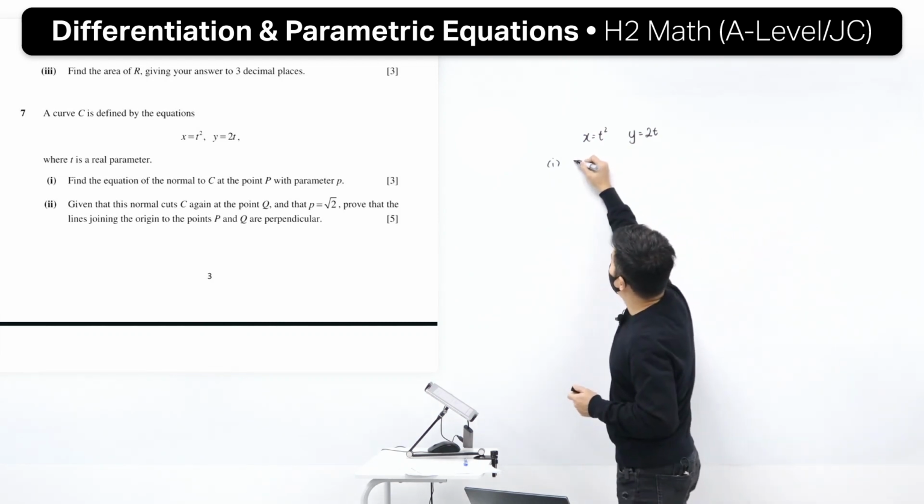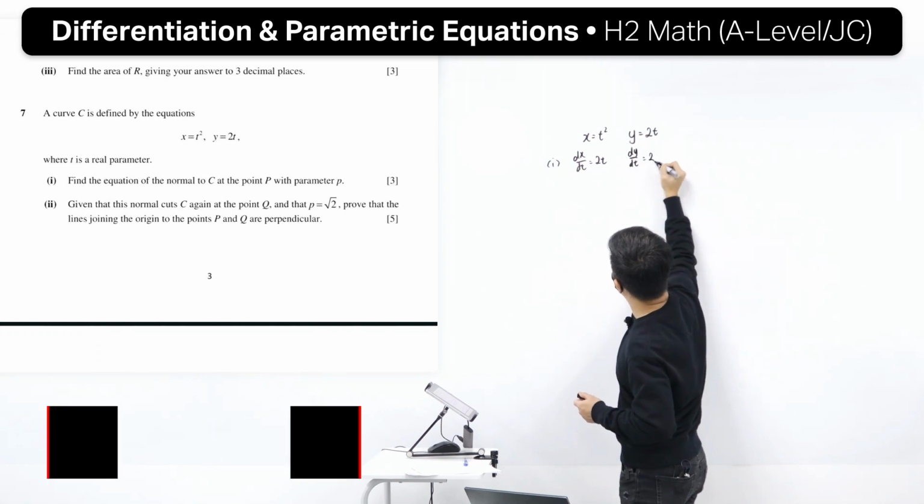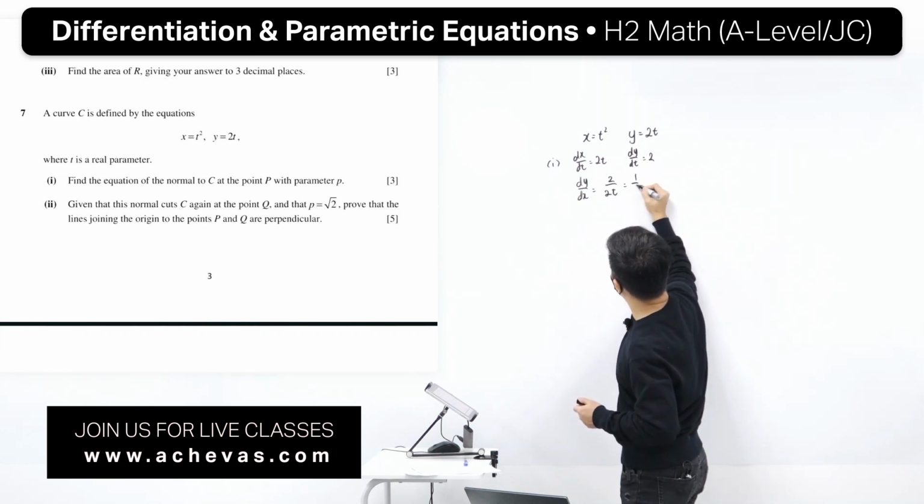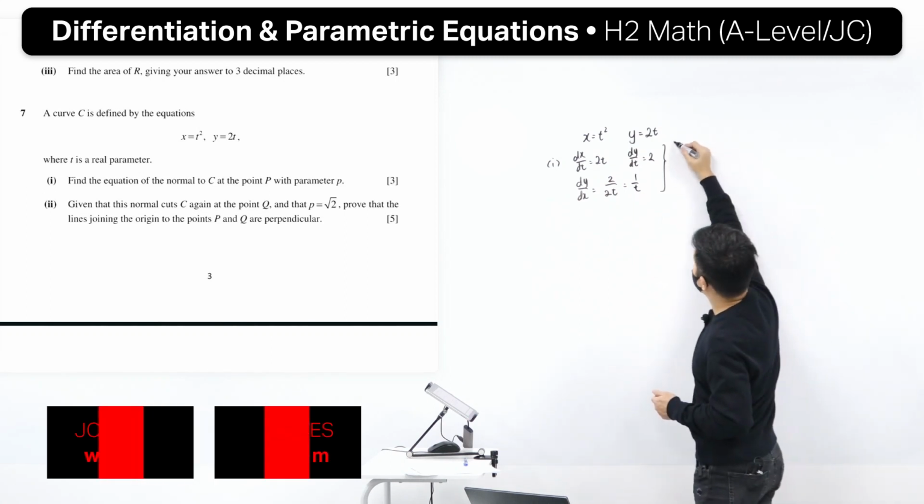So I'm going to find out what dx/dt is, this is equal to 2t. I'm going to find out what dy/dt is, this is equal to 2. So dy/dx is going to be equal to 2 over 2t, this is 1 over t. This helps me to find the equation of the normal.